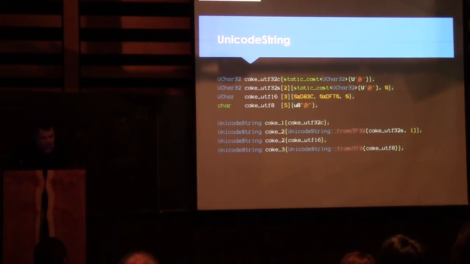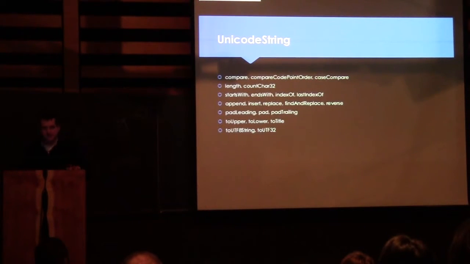So the Unicode string can actually do the conversion from UTF-32 or UTF-8, as we can see down here. It can also be initialized directly from a single UTF-32 character, in which case it just becomes a string containing that one character, or from a single UTF-16 character. It has a ton of operations that actually work well with Unicode.